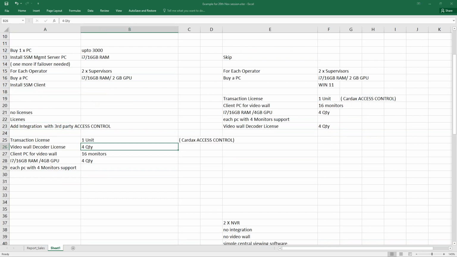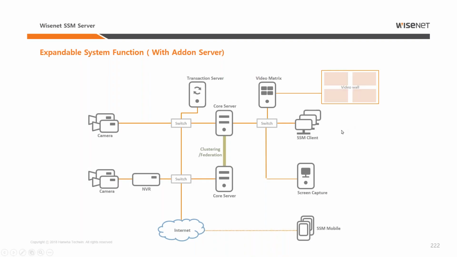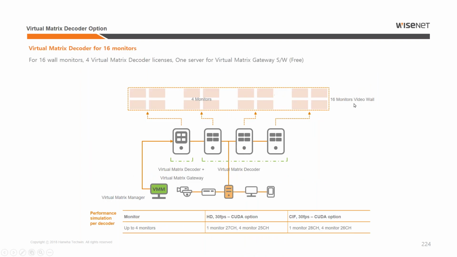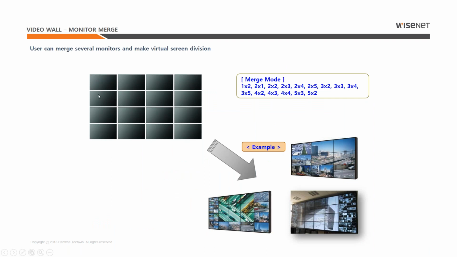Next, we also have the video wall function. What is a video wall? If you have too many monitors, here I have 16 monitors. If you have 16 monitors on the wall, the operator will have 8 PCs or 4 PCs. 4 PCs means 4 monitors each. If he has 8 PCs, 2 monitors each. So if you have 8 PCs, he has to go and change the views from each PC.